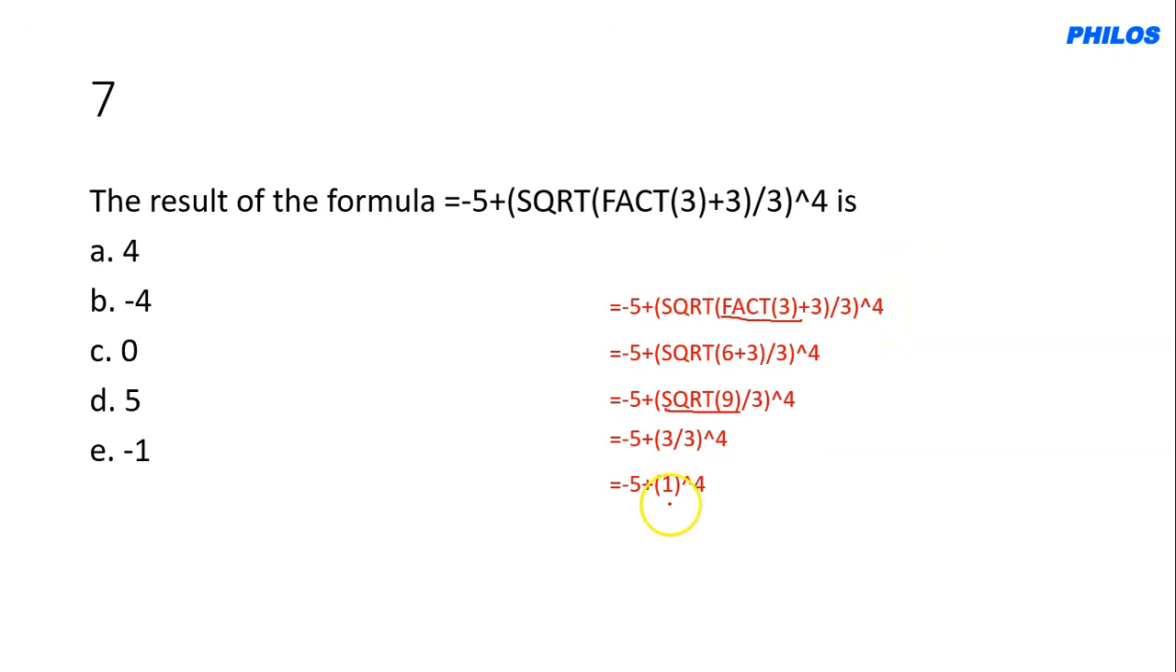Okay. So 1 exponent 4 would definitely give you 1. 1 exponent any number will give you 1. Okay. So we are going to have -5 plus 1. And -5 plus 1 should give you -4. So the correct answer for question 7 is B.